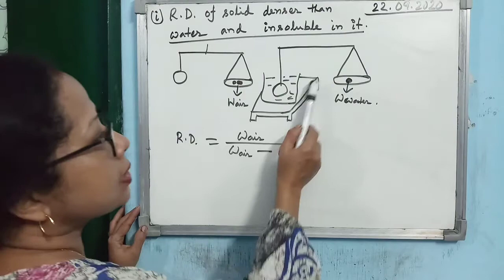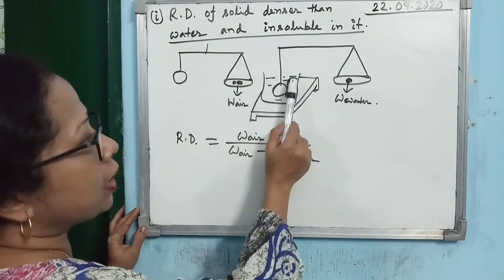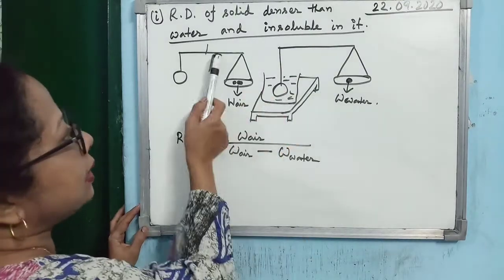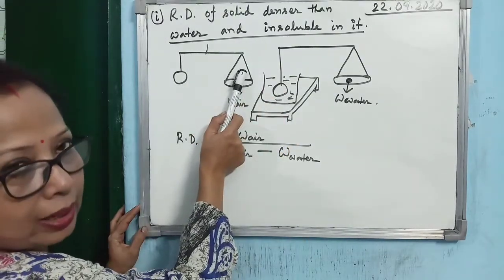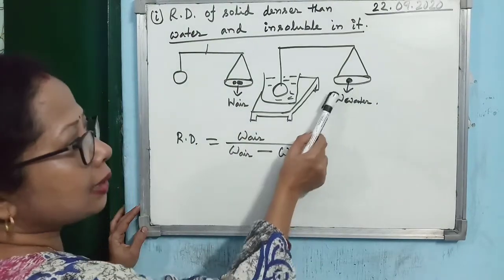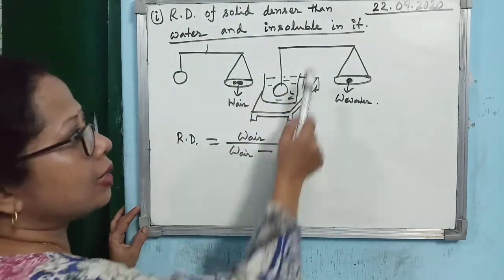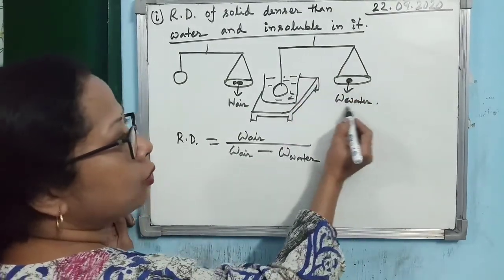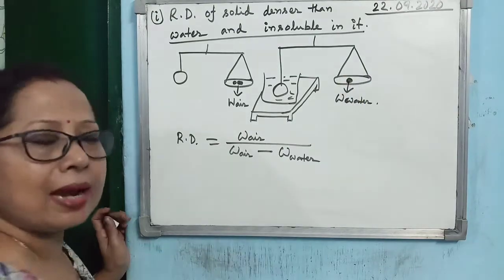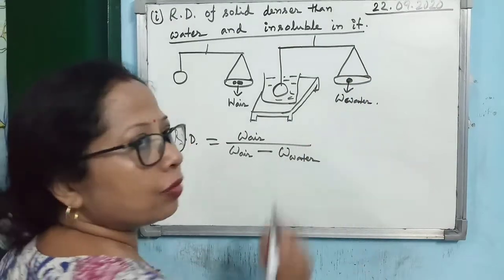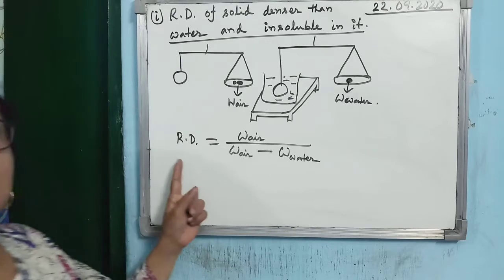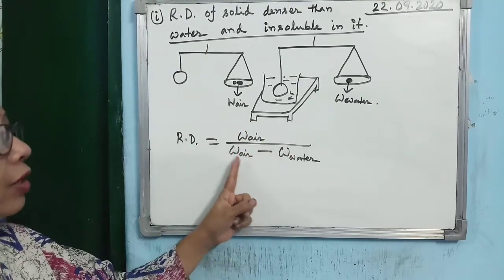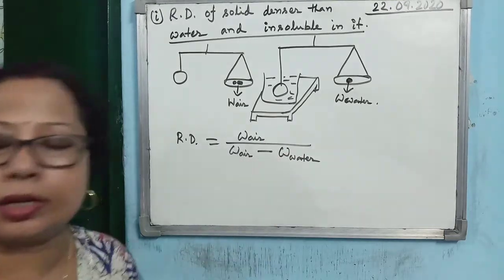Now what you do, on a stand, you keep one beaker full of water and immerse the solid into water. Then you will see that this will just bend to the right side. Then you remove some weight. Then it will be balanced again. So when it is balanced again, find out what is the weight here. That will give you the weight kept on the right scale pan. That will give you the weight of the body in water. Then we know what is the RD of the solid. It will be weight of the solid in air divided by weight of the solid in air minus weight of the solid in water.